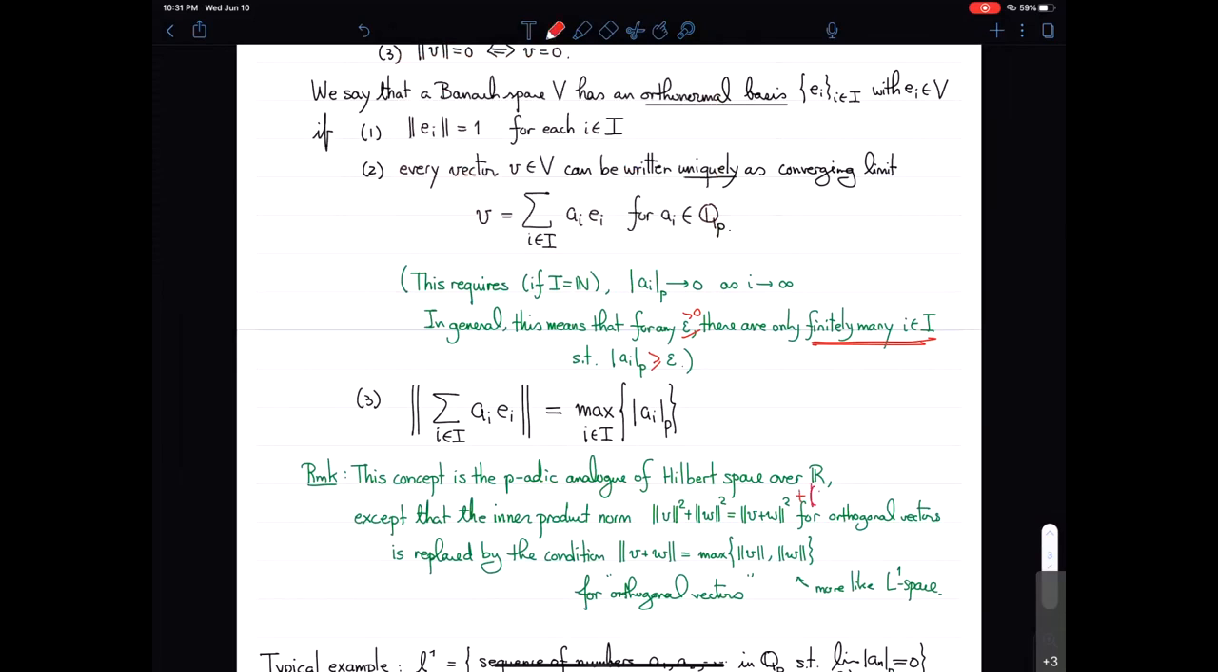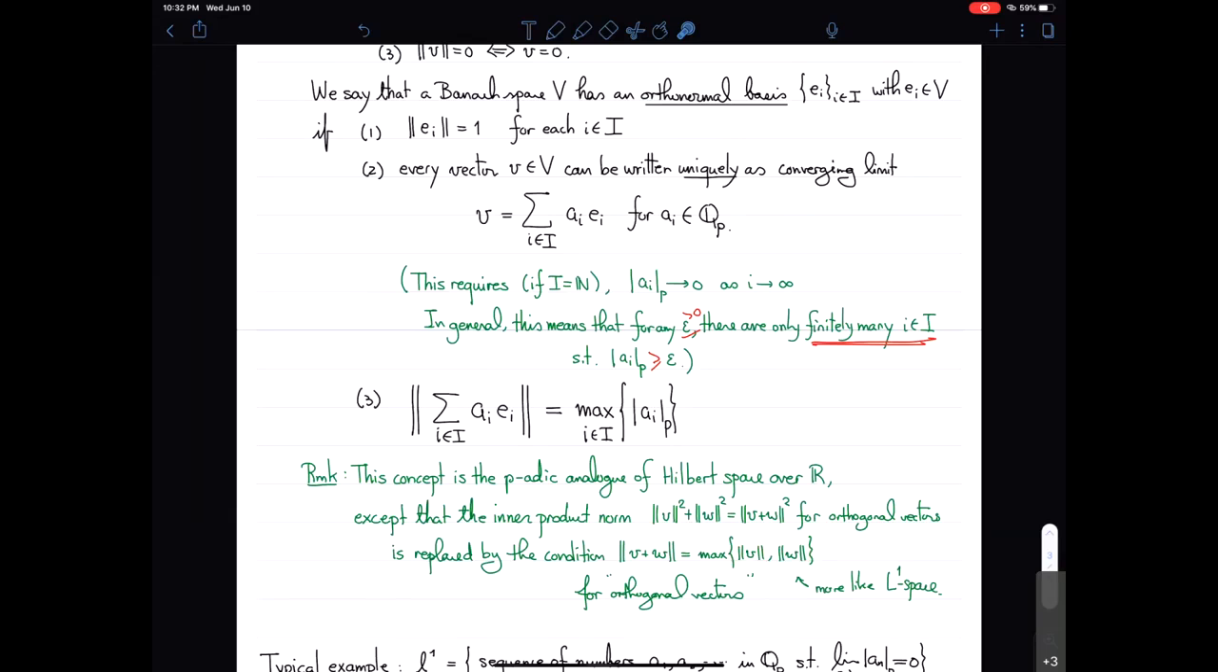Oh, sorry. Of course. If the two vectors v and w are orthogonal to each other, then the norm of v squared plus the norm of w squared is the norm of v plus w squared. But now, orthogonal in the p-adic world would mean that if you take the norm of v plus w, it's precisely the maximum of the two norms of the vectors v and w.